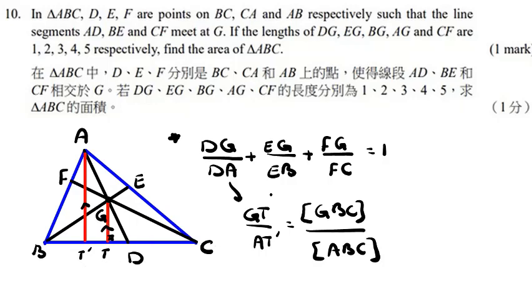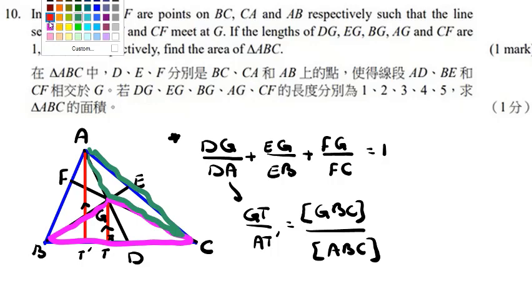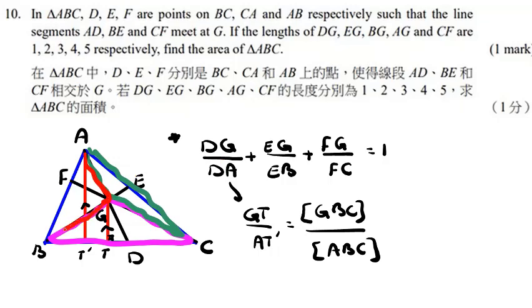So if you write this, it will be the area of this over ABC. Similarly, EG over EB is the area of this over ABC. And the last one, FG over FC, is the area of this over ABC. So if you add all of them, the numerator will be the sum of them, and the denominator is the same for all of them, the area of ABC.